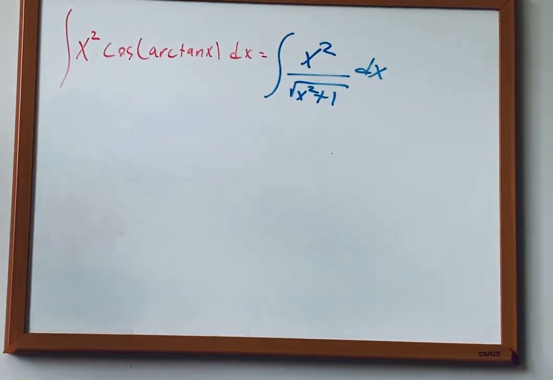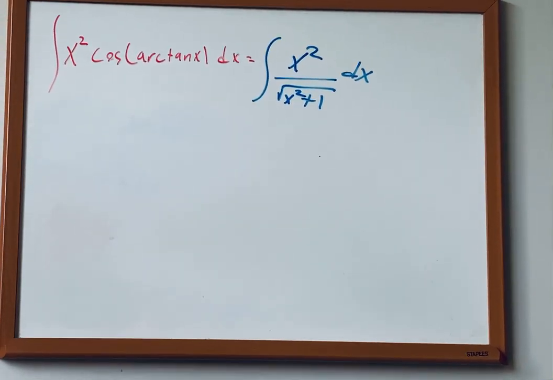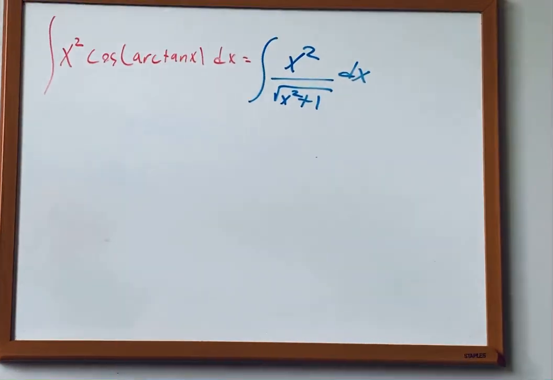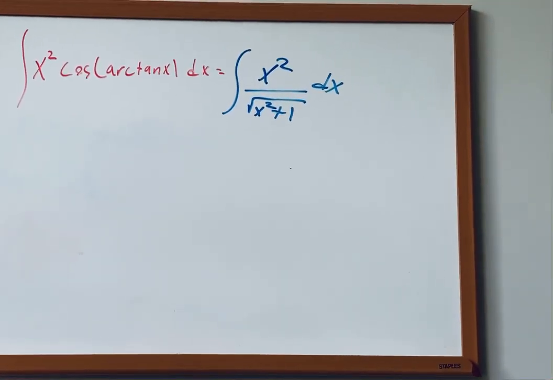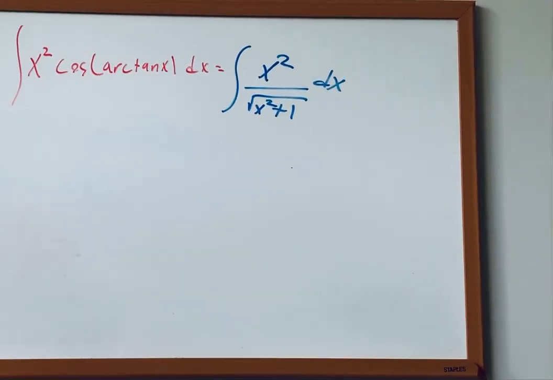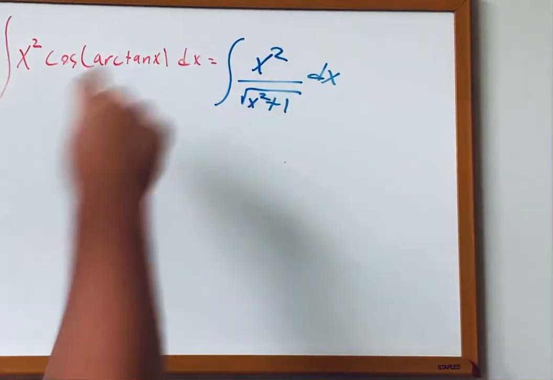Integral of x squared times cosine of arctangent of x dx. First of all, using a right triangle, I can simplify cosine of arctangent of x, and the answer would be 1 over square root of x squared plus 1. So now my new integral, which is much easier, is the integral of x squared over square root of x squared plus 1 dx.